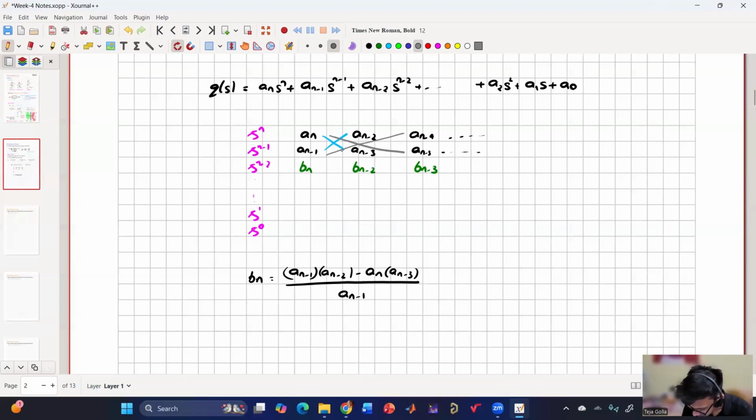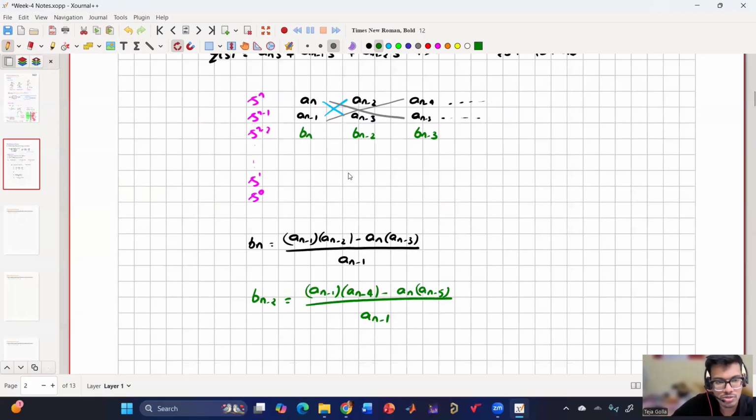Okay, so we'll get bn minus 2 equals an minus 1 into an minus 4 minus an into an minus 5, divided by an minus 1. In that way, we'll calculate bn minus 2. Similarly, whatever element we are calculating, we'll use the numbers above it, and for this one we'll use these four elements. So in this way, we'll finish the Routh table.